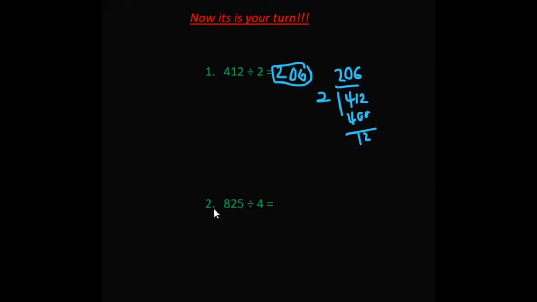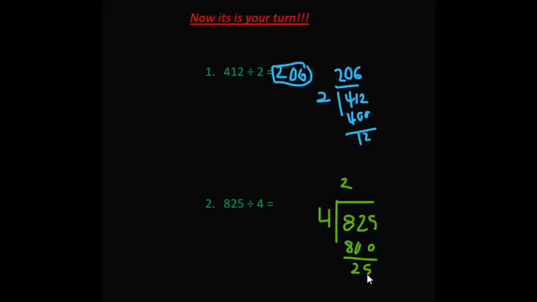Now let's move on to problem number 2. Now it's 825 divided by 4. So 4 with our hangman layout here, and 825. Perfect. Let's do the division now. 4 goes into 8 how many times? 2 times. Then let's write the 800 here. And 825 minus 800 equals 25.